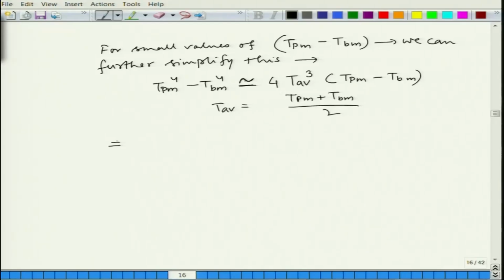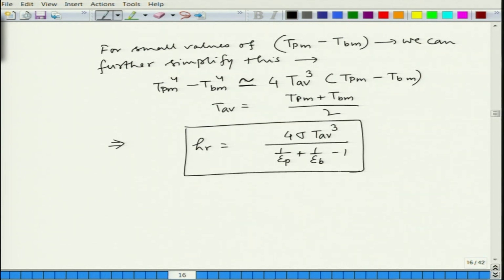So, if we substitute that, then this equivalent radiative heat transfer coefficient takes the following form. It is much more compact compared to the earlier one, and let me write it for a small value of Tpm minus Tbm. Okay, so this is the equivalent radiative heat transfer coefficient.